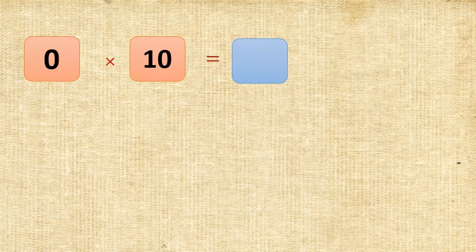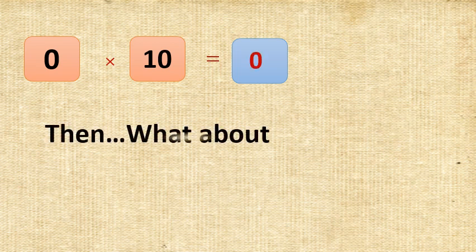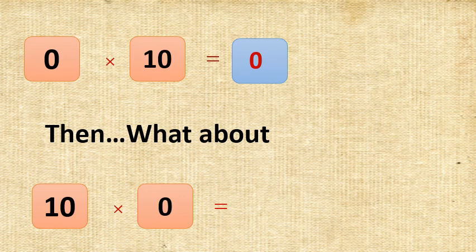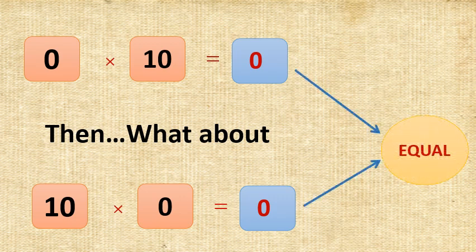See here, 0 multiplied by 10. How much? Yes. What is the answer or what is the product here? 0 or 10? Yes, you are right. That is 0. Then what about 10 multiplied by 0? Yes, how much? That is also 0. Correct? When we multiply any number by 0, then we will get 0, isn't it? Here also we have changed the order of the number, then also we got the same product, isn't it?